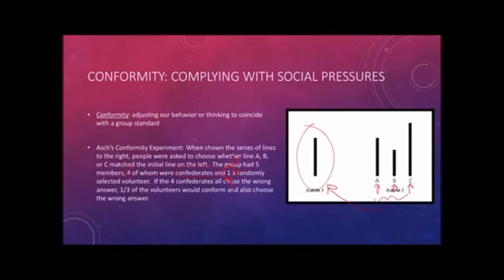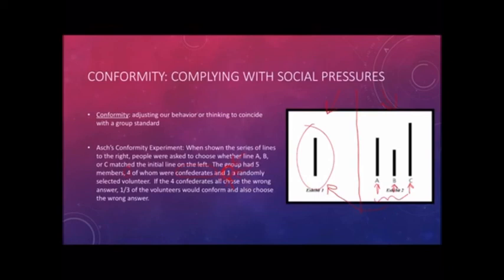So if we bring in these 2 cards, essentially, and we show this line, and then we ask the question, which of these 3 lines matches that line? And all of the 4 Confederates say line B, and now we get to our 1 randomly selected volunteer. They don't know what to do, right? Because they're like, I'm pretty sure that my eyes don't deceive me, and that the line that matches this line over here is line A. But you get so concerned by being the person who disagrees that you conform.